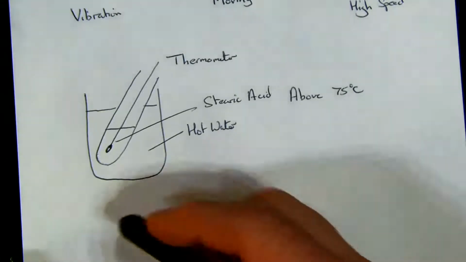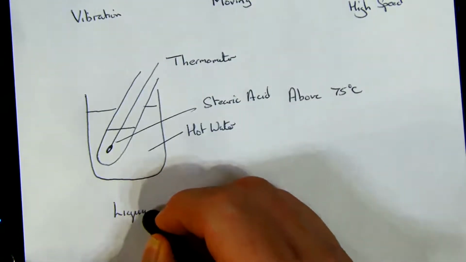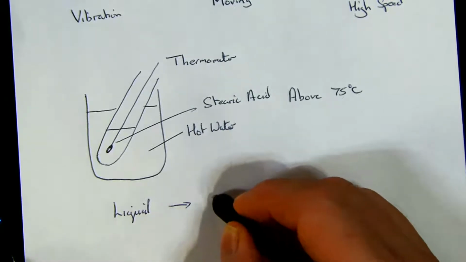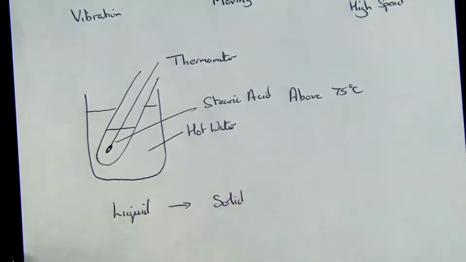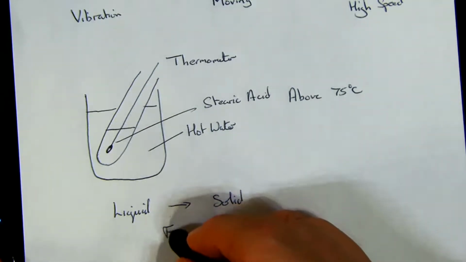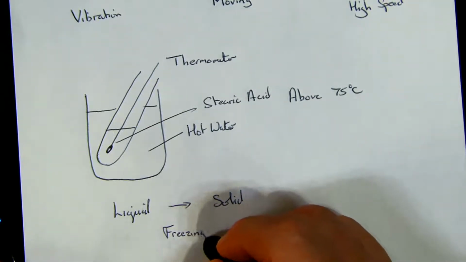We can see that the molecules are moving from a liquid, and they're changing to a solid. They're freezing. Seems odd to think that stearic acid is freezing at around about 67, 68 centigrade, but that's its point where it does freeze. That's why we're looking at this particular substance.